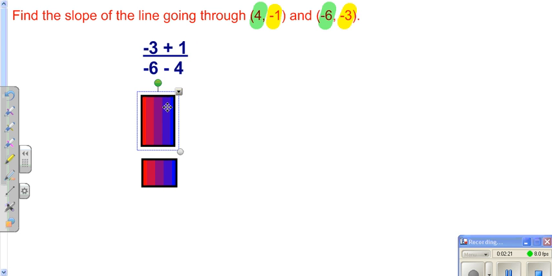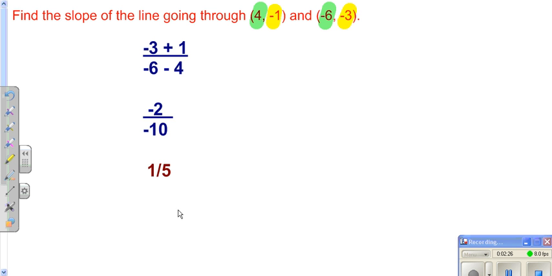And so on top, we get a -2. On the bottom, we get a -10. That reduces down to be a positive 1/5 for your slope.